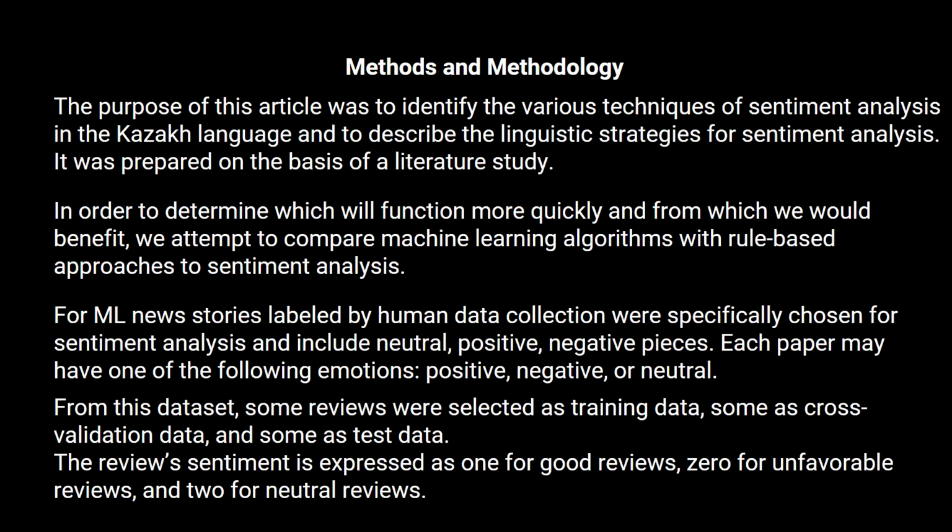So for machine learning, news stories labeled by human data collection were specifically chosen for sentiment analysis and include neutral, positive, and negative pieces. So each paper may have one of the following emotions, for example, positive, negative, or neutral. From these data sets, some reviews were selected as training data, some as cross-validation data, and some as test data. The review sentiment is expressed as 1 for good reviews, 0 for unfavorable reviews, and 2 for neutral reviews.